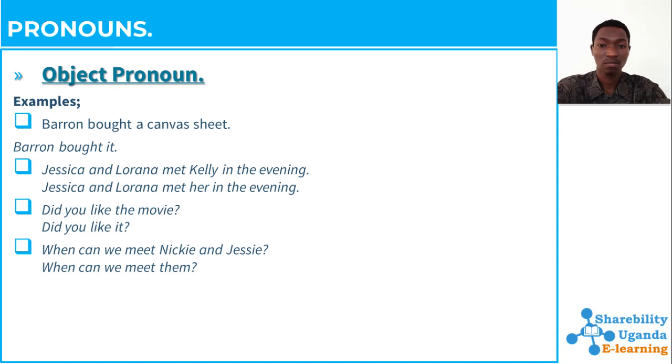Jessica and Lorana met Kelly in the evening. And the object here is Kelly. It can be substituted by the object pronoun her. And it becomes Jessica and Lorana met her in the evening.